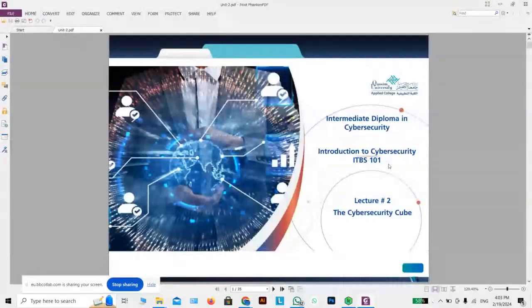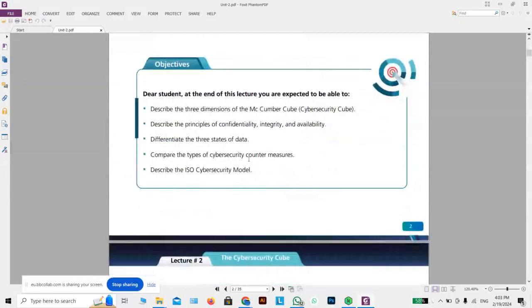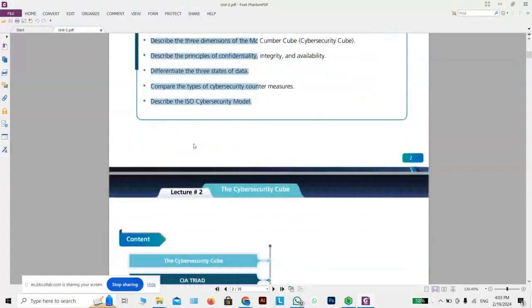So this unit is all about the cybersecurity cube. Here we have seen all of the topics that we are going to study. We will see the 3 dimensions of the cybersecurity cube. Then we will study the principles like confidentiality, cybersecurity principles. Then we will also see the states of the data, types of cybersecurity measures. Then I'll also look at the ISO cybersecurity model. So these are the main topics that we will discuss in this unit.